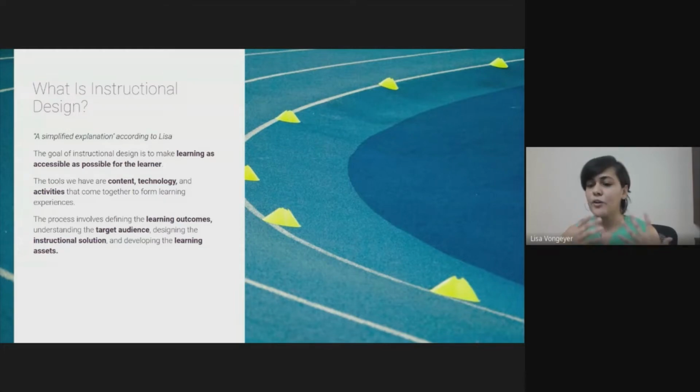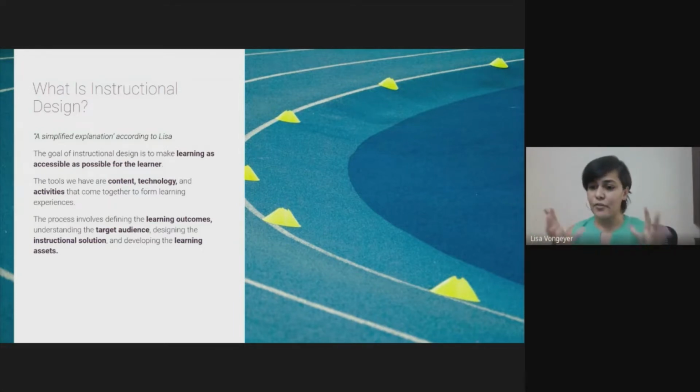How do you do that? What do you mean by accessible? Accessible means that they understand what you are teaching them. It makes sense to them. They can pick it up easily. And for that, you also need to know your learner. Who is your learner? What do they need to know? What do they already know? And what is their motivation to learn?